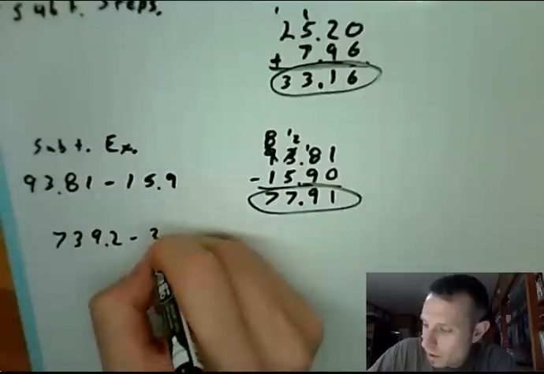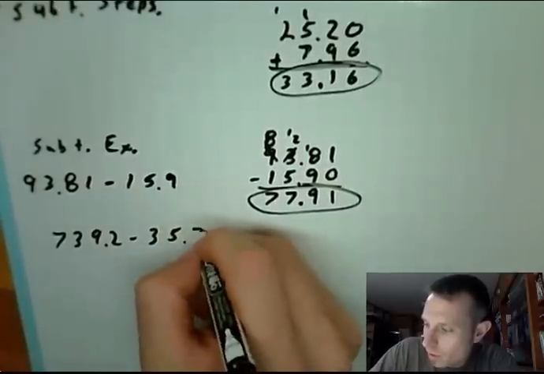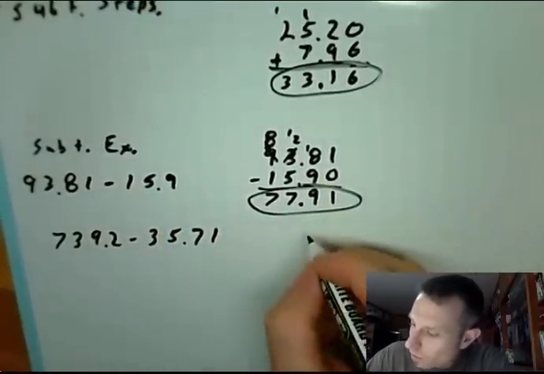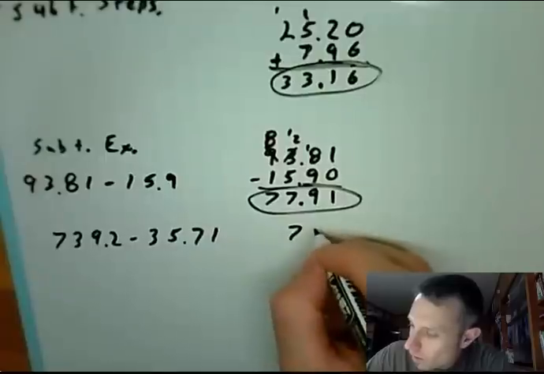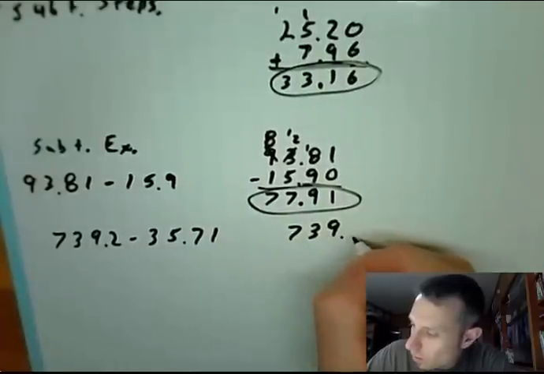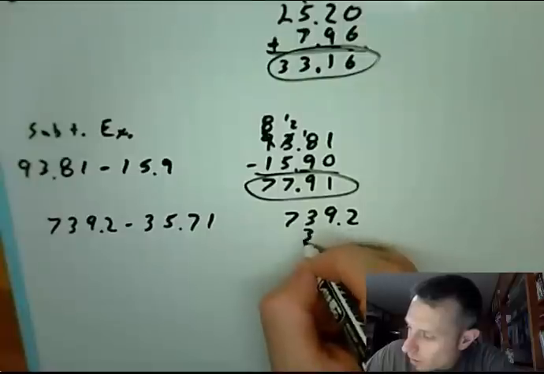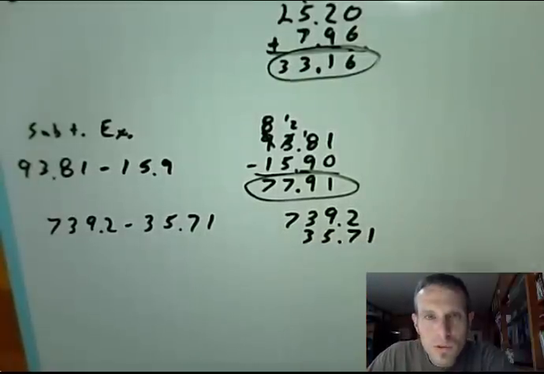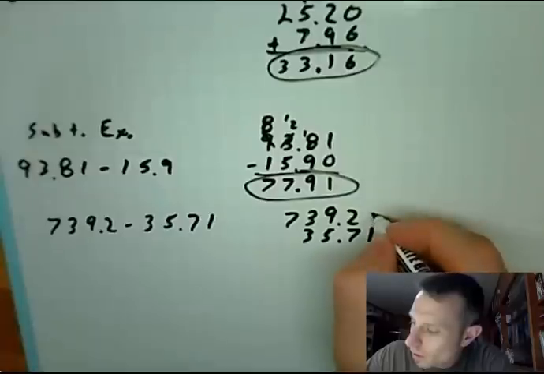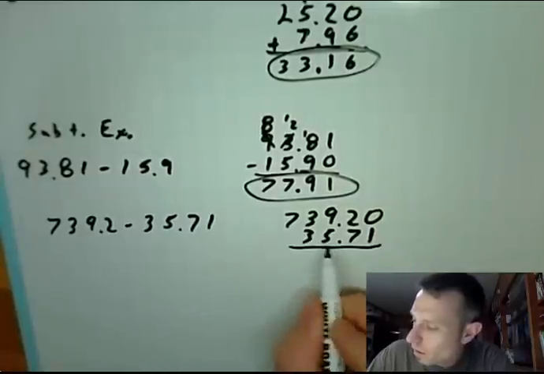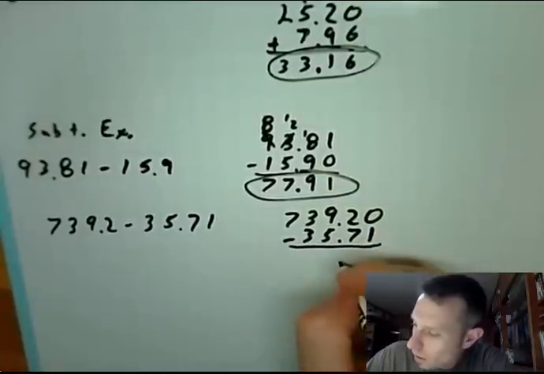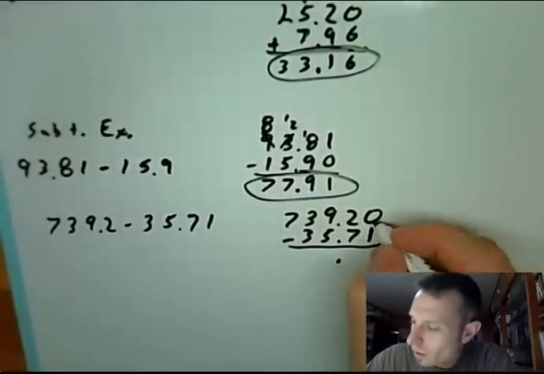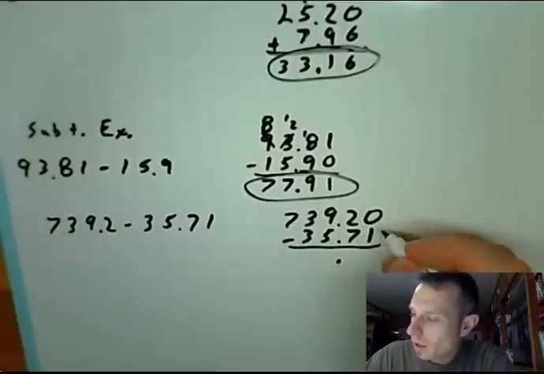And one last example here, 739.2 minus 35.71. Okay, going to line up the decimals. 739.2, 35.71. Fill in any missing zeros. Here would be a 0. So draw the line and subtract. I'm going to carry down the decimal, and then simply add or subtract.